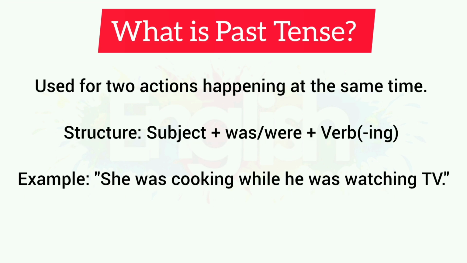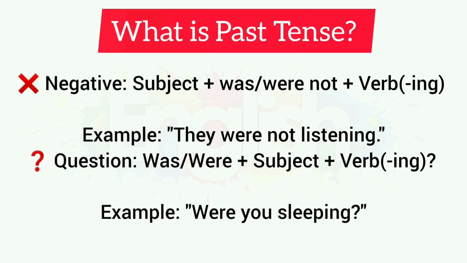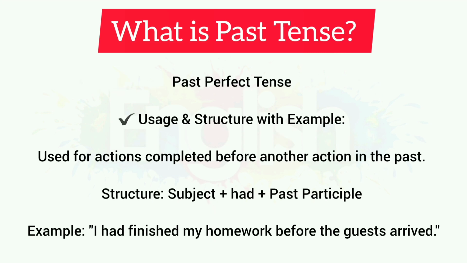Used for two actions happening at the same time. Structure: subject plus was/were plus verb-ing. Example: she was cooking while he was watching TV. Negative: subject plus was/were not plus verb-ing. Example: they were not listening. Question: was/were plus subject plus verb-ing. Example: were you sleeping?